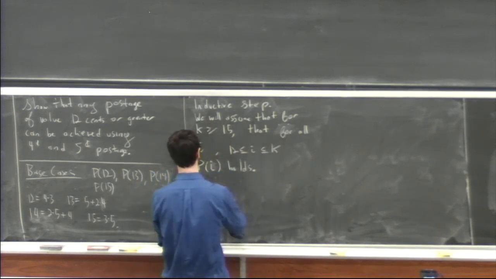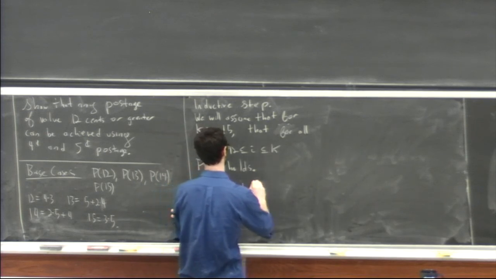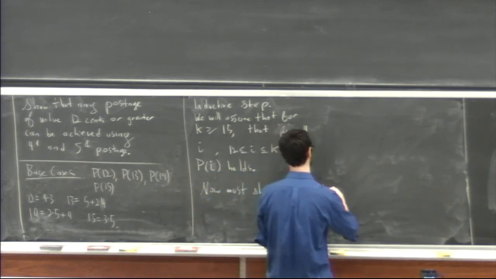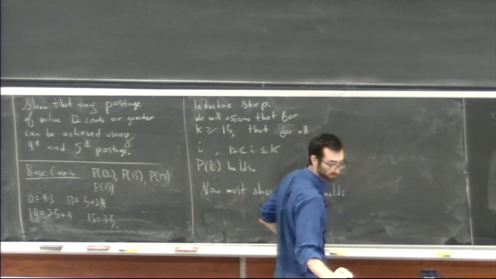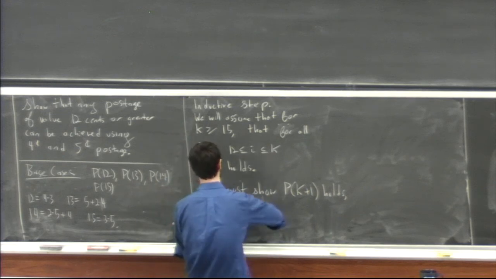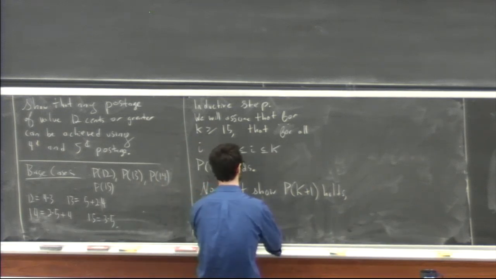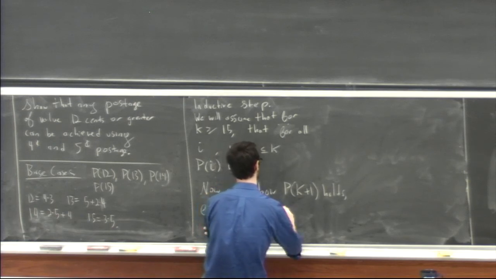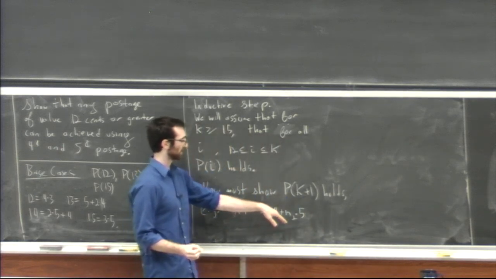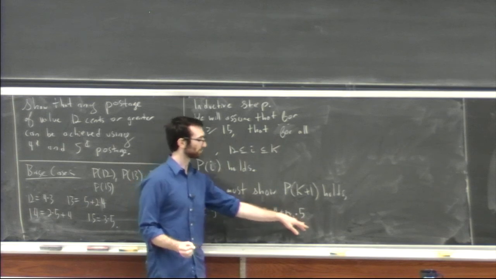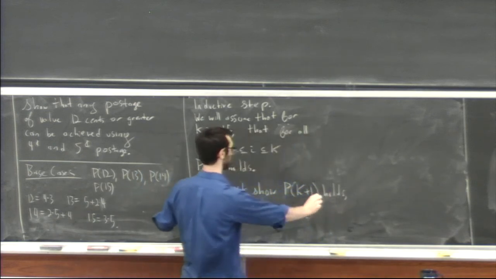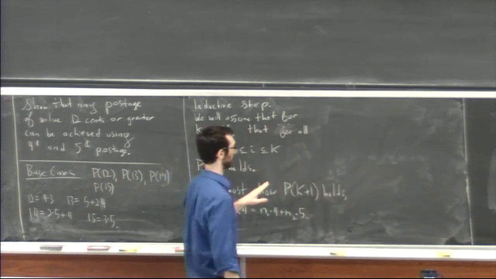Now I must show P of k plus 1 holds. That is, k plus 1 can be written as n1 times 4 plus n2 times 5. I'm just trying to find positive integers such that a certain number of 4-cent stamps plus another certain number of 5-cent stamps will get me k plus 1. So I want to show that this holds based on this inductive hypothesis.